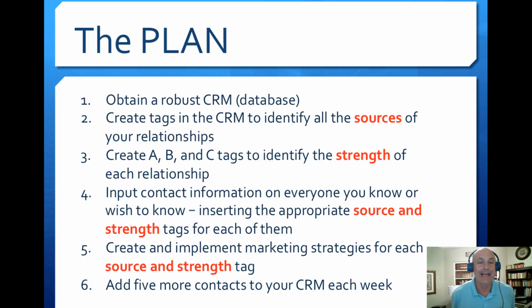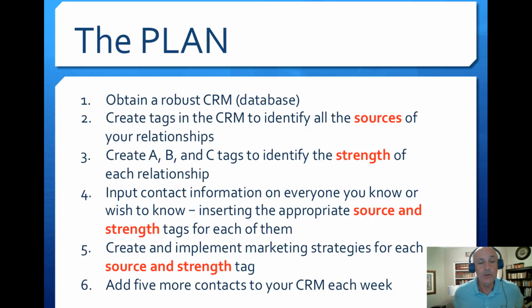4, input contact information on everyone you know or wish to know, inserting the appropriate source and strength tags for each of them. So if you're inserting them one at a time, Joe Smith, you're going to go ahead and identify the source of the relationship and the strength of the relationship, how you know him and how well you know him. And then if you're importing mass contacts, then you want to create columns identifying source and strength so that as they come in by the hundreds or even thousands, they are tagged appropriately. You certainly don't want to have to sit down on a Friday night and go through and try to individually source and strength tag several thousand contacts.